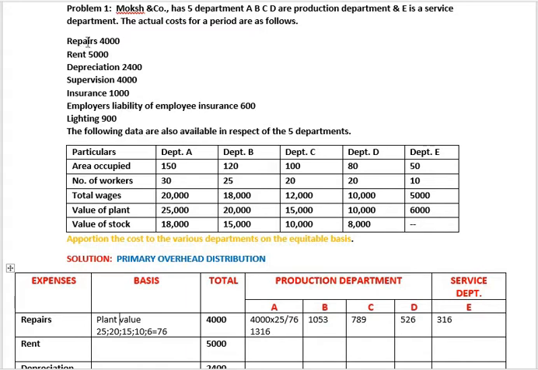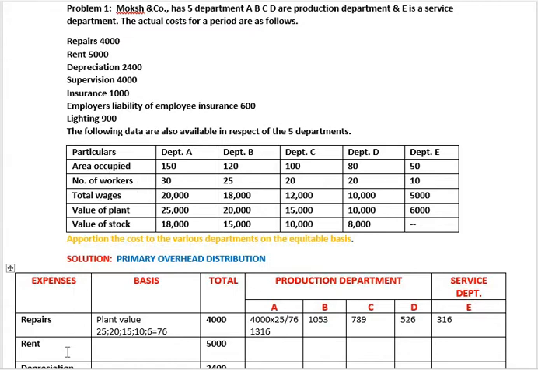So repair is apportioned using value of plant. And next expense we have rent. So rent amount is 5,000 they have given. Now see the basis of apportionment. See the first one we have area occupied, number of workers, total wages, value of plant, value of stock.